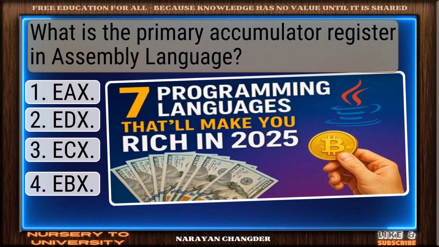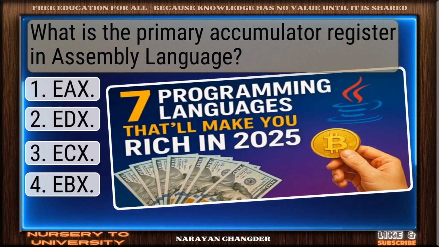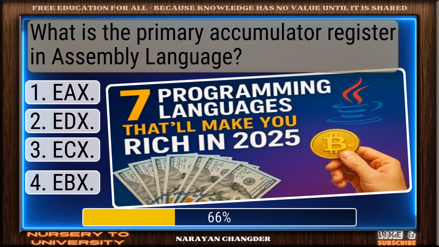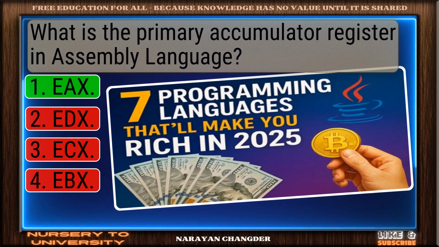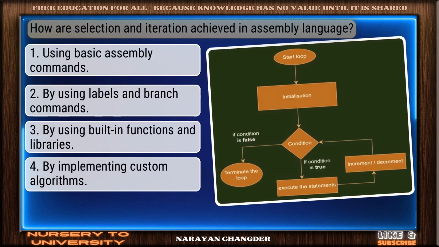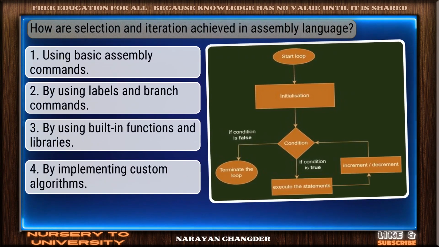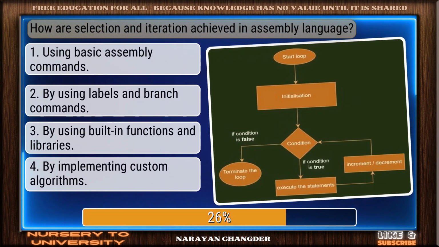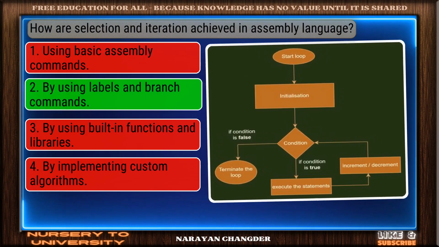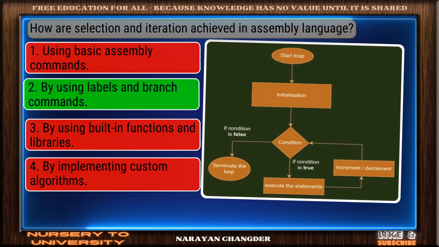Question number 25. What is the primary accumulator register in assembly language? Excellent. AX is a brilliant choice. Question number 26. How are selection and iteration achieved in assembly language? Solid response. By using labels and branch commands is a valid choice.